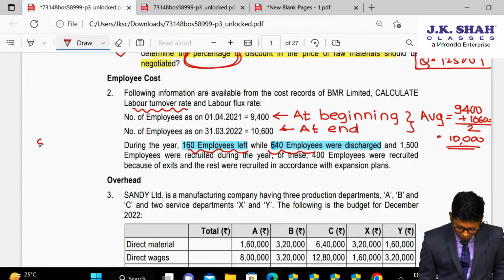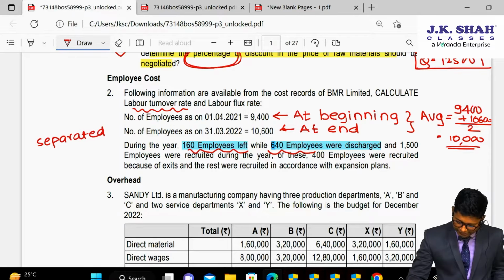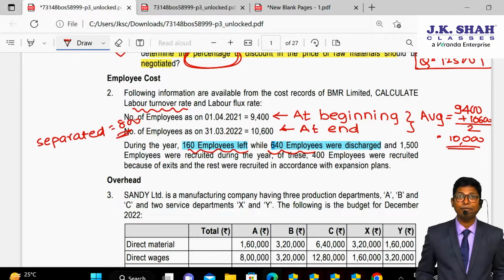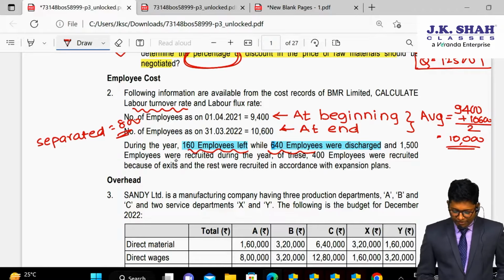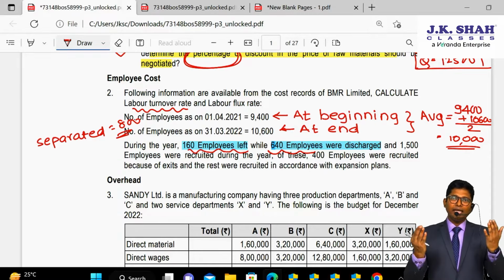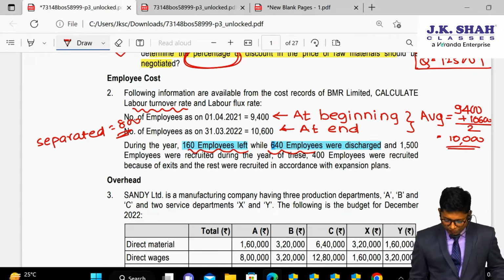Whenever workers are going out, they are called workers separated from the organization, and 160 plus 640, a total of 800 workers got separated during the given year. And 1,500 employees were recruited. In all, the inflow of employees is 1,500.